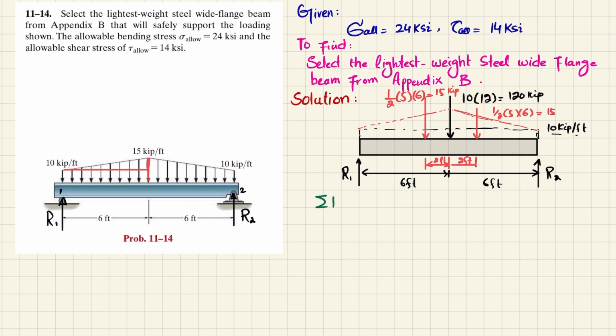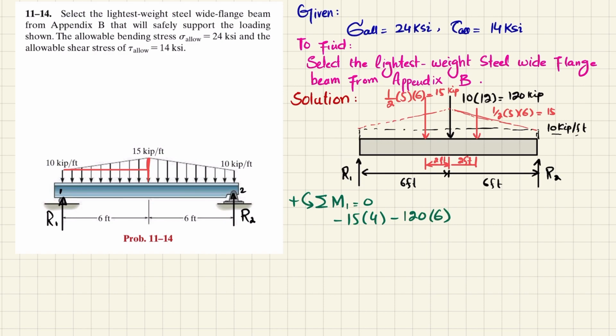The first equilibrium condition is that the sum of all moments about point 1 is equal to 0, taking counterclockwise moment as positive. About point 1, the first moment is 15 times the perpendicular distance, the remaining distance of 4 feet, and this is clockwise, so it is negative: minus 15 into 4. The second moment is the 120 kips with a perpendicular distance of 6 feet, also clockwise, so minus 120 into 6.